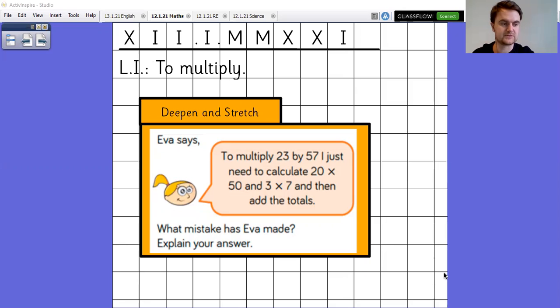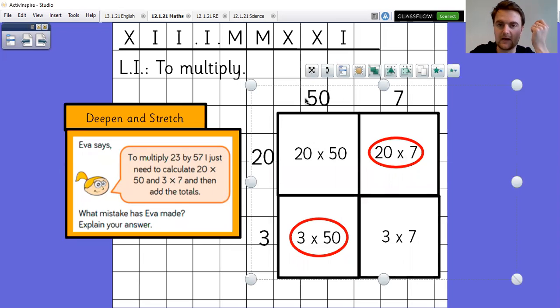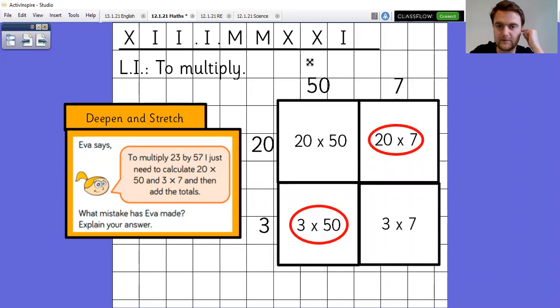If you haven't done it yet, pause the screen. If you have, then come with me. What Ava has done is forgotten about multiplying the tens by the ones in both cases. She's done 20 times 50 and 3 times 7, but she hasn't remembered to do 20 times 7 or 3 times 50. Hopefully you managed to work out the answer to that as well if you were helping her.